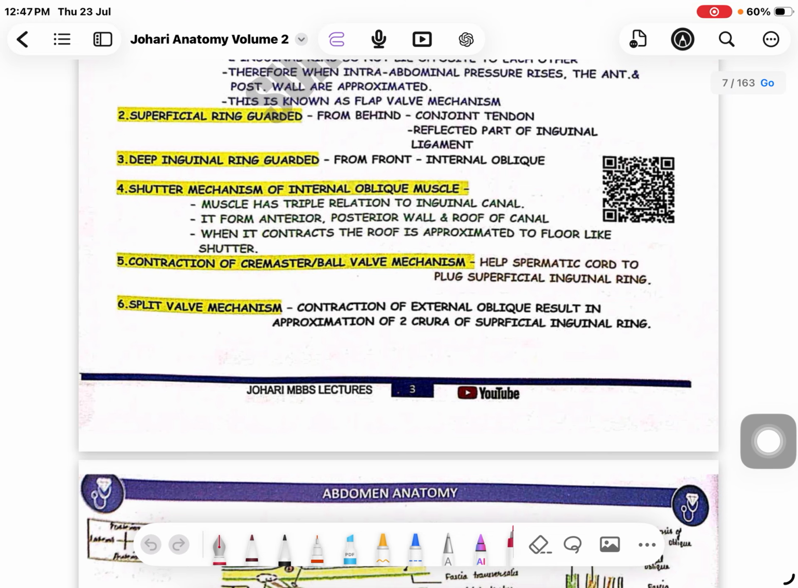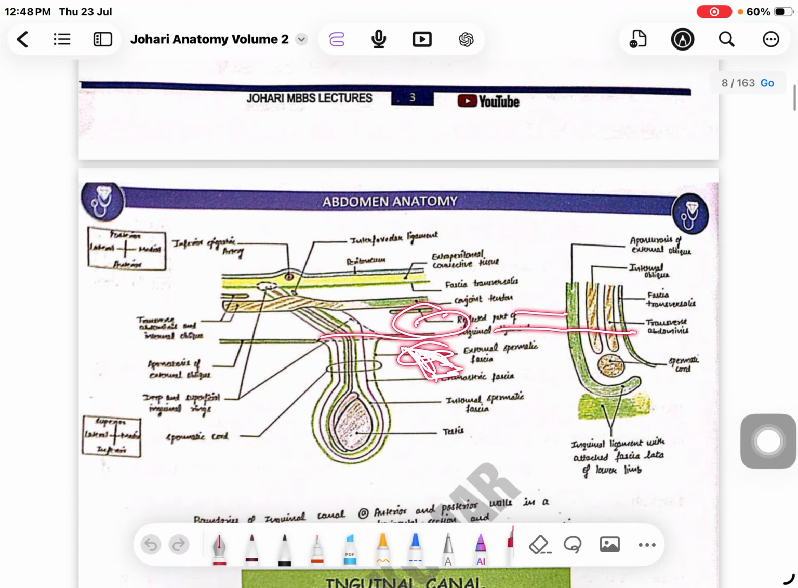Split wall mechanism: contraction of external oblique results in approximation of two crura of the superficial inguinal ring. We know in the superficial inguinal ring there were two crura. So due to the contraction of the external oblique, there is approximation of the two crura of the superficial inguinal ring. This is called split wall mechanism.